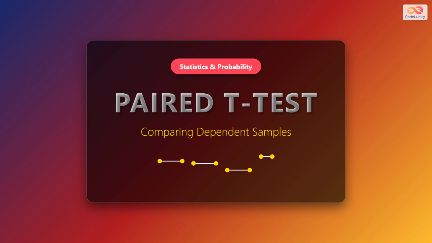Welcome to this lesson on the paired t-test. In statistics, we often need to compare two groups to see if they are different. But what happens when those two groups are related or dependent on each other? That is where the paired t-test comes in. It is a powerful tool for analyzing before and after scenarios or matched pairs.